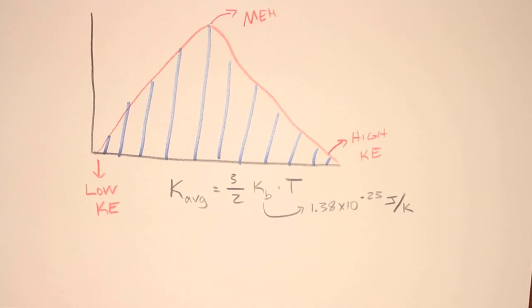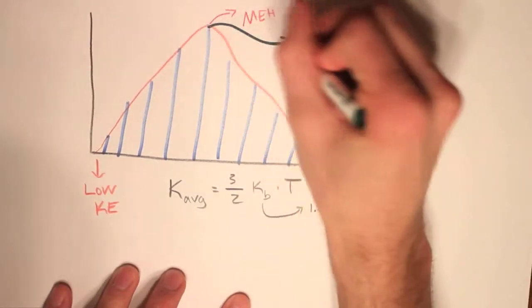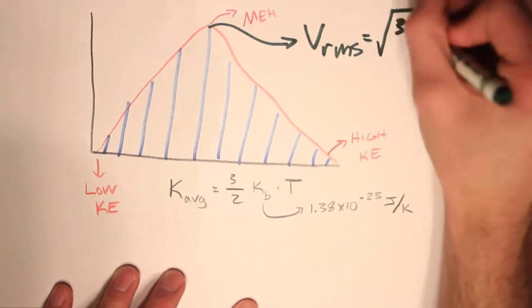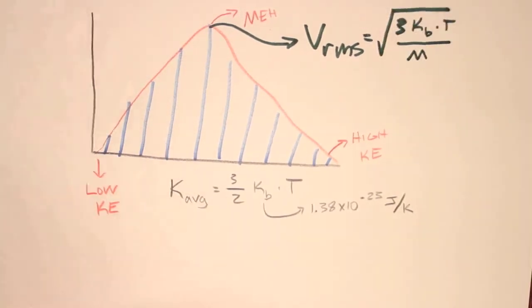Now we can also get the velocity from this, or the root mean square speed. This is not the average speed, but this is the speed of the particle with that average kinetic energy.